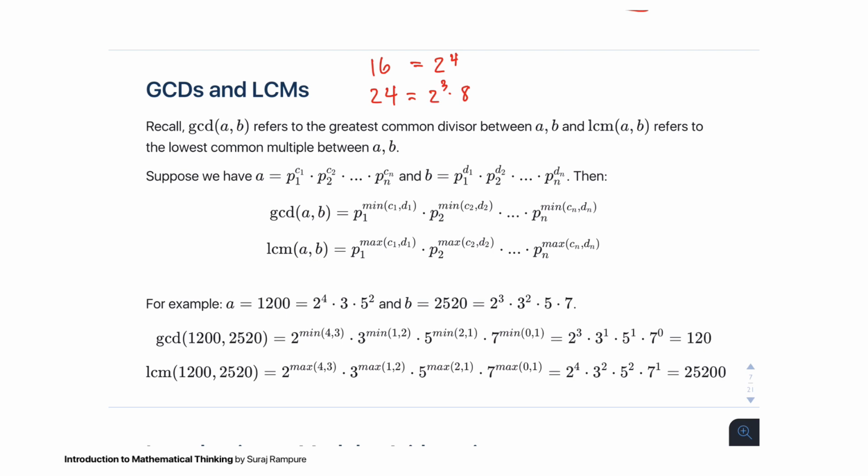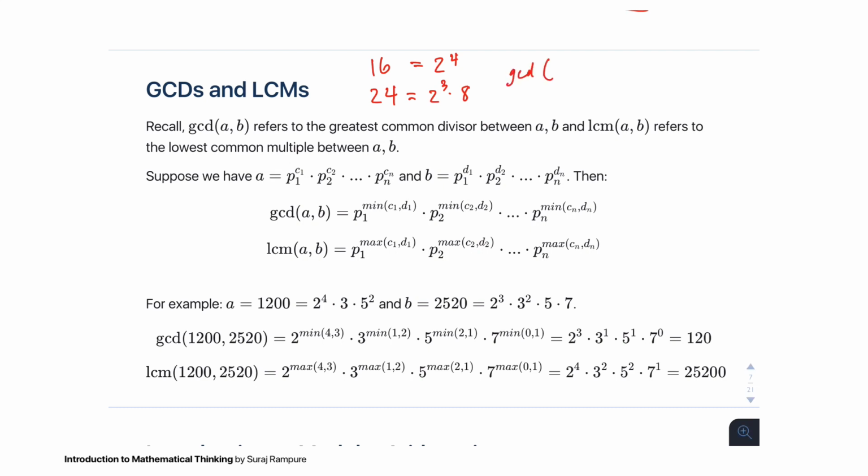What do we already know is going to be the greatest common divisor? Greatest common factor? 8, right? Because 8 is a factor of 16. It's a factor of 24. You could really write all the factors out of 16 and 24 if you wanted, and you'd see that 8 is the largest one that satisfies both. But let's use this formula, okay?